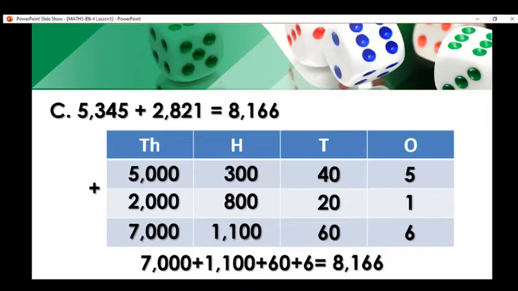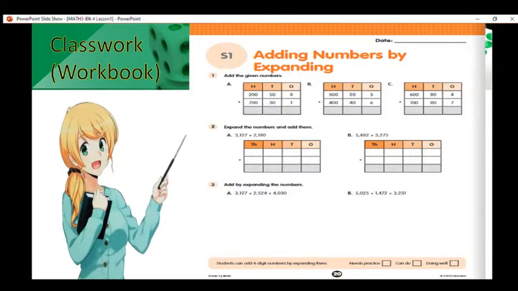Now that you know how to get the sum when we are expanding two addends, or two or more numbers, we can now answer your workbook on page 20. That is sit work number 1, adding numbers by expanding. Again, answer your workbook on page 20, sit work number 1, adding numbers by expanding.